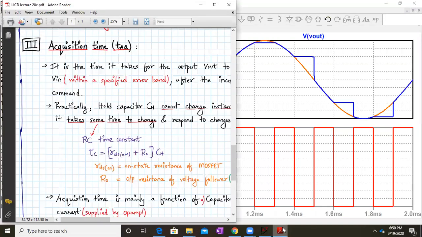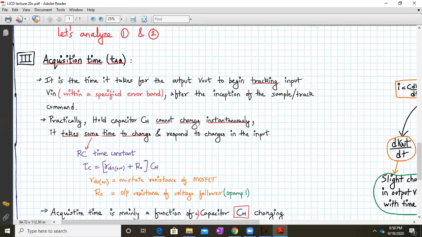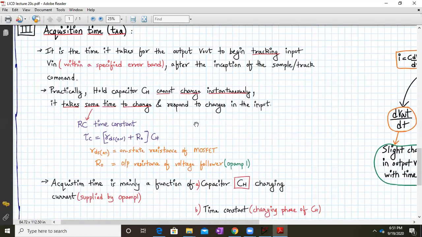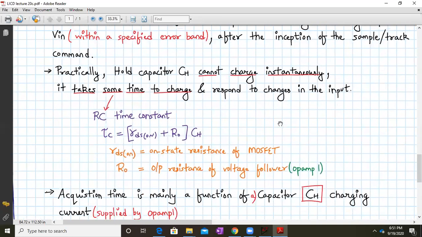Let me go back to the PDF. So this is the acquisition time. It is the time it takes for the output voltage to begin tracking the input Vin within a specified error band after the reception of the sample or track command. Practically, it means the hold capacitor cannot charge instantaneously. It will take some time to charge, and that means it will take some time to respond to changes in the input.